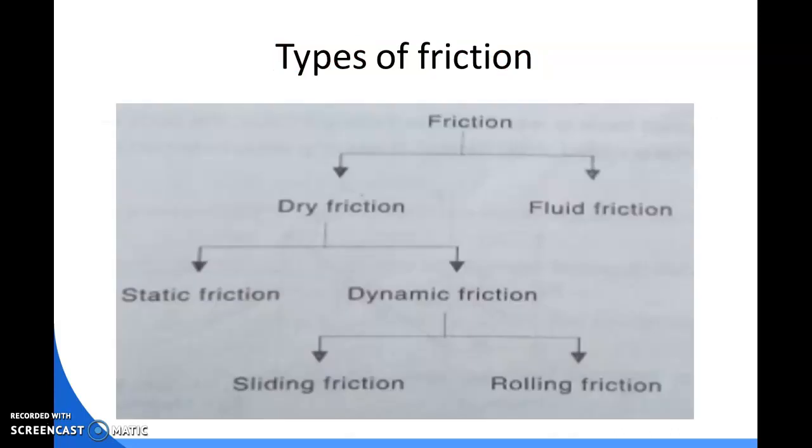Now we come to the types of friction. In general, friction is basically of two types. The first one is dry friction. The second one is fluid friction. Next, dry friction is again subdivided into two types: one is static friction and another is dynamic friction. Again, dynamic friction is subdivided into two types: one is sliding friction and another is rolling friction.